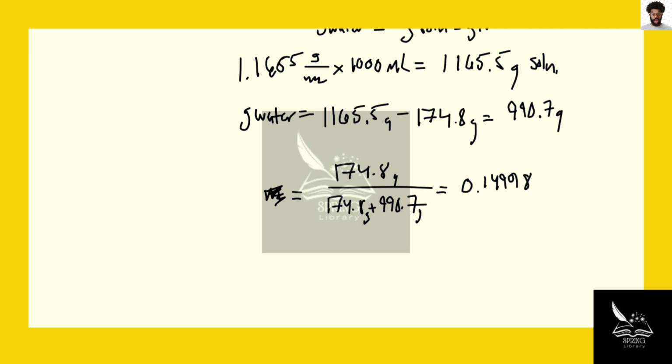And if we want to put this in a percent, we need to multiply it by 100. Sorry, this is the wrong formula. Well, it's the right formula, but it's the wrong symbol. We're talking about weight percent. So we need to multiply by 100. Weight percent times 100 equals, so we'll get 14.99%.